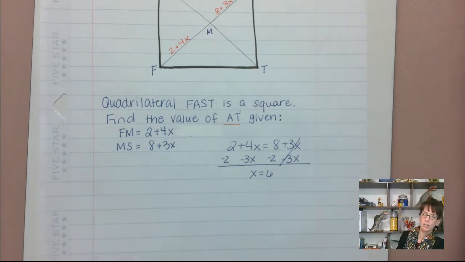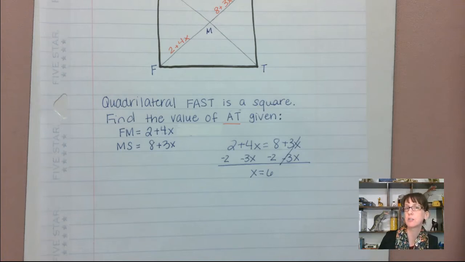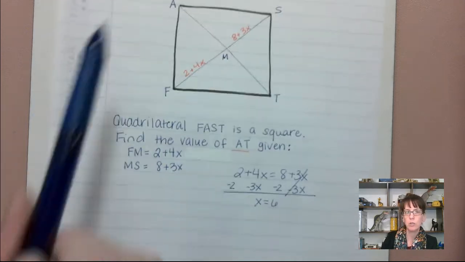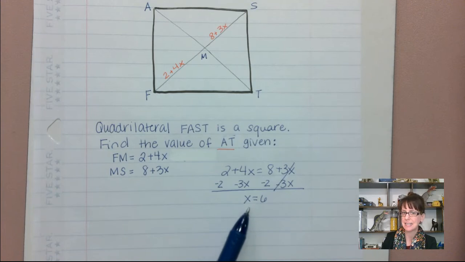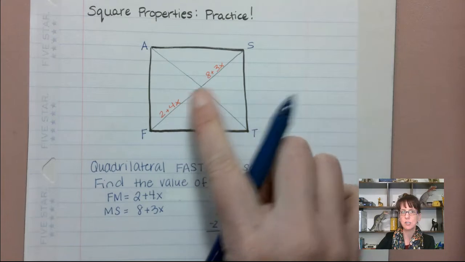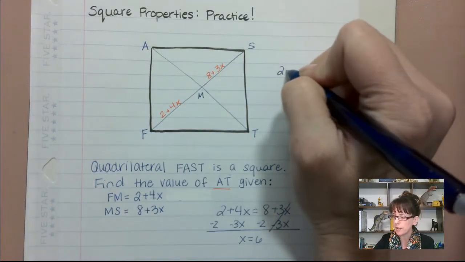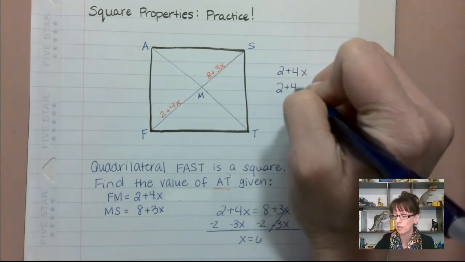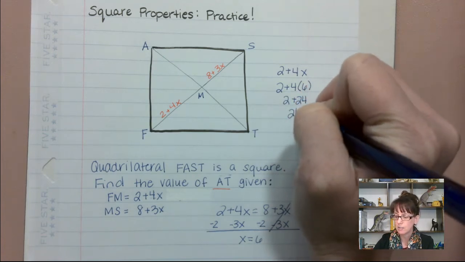Now this is geometry. Two things: we never assume anything, and secondly, we always go back and read the question to make sure we're answering it correctly. This says find the value of AT. Well, let's go look. AT is this whole diagonal here. Well, AT is not 6. X is 6. So what we need to do is plug x into either one of these. Because they are congruent, it doesn't matter which one. So if we do 2 plus 4x, and remember x equals 6, we get 2 plus 4 times 6. So 2 plus 24 gives me 26.